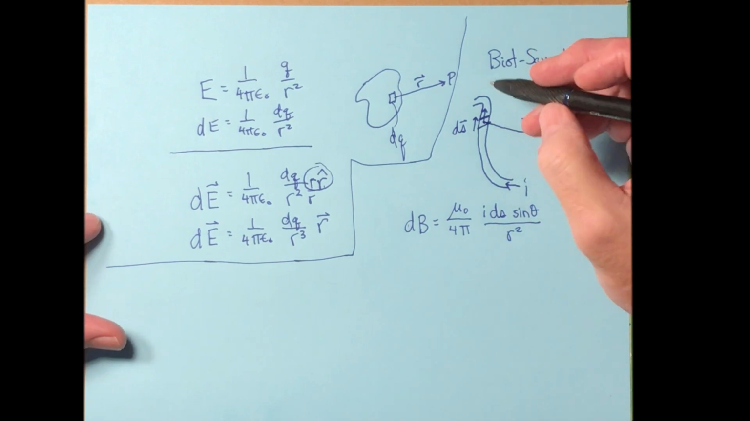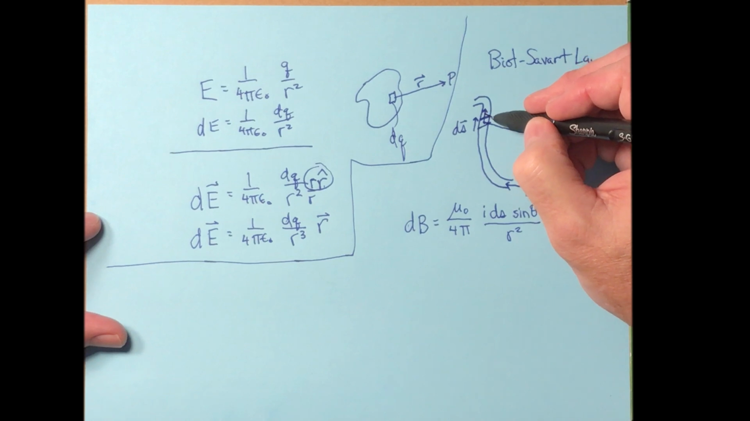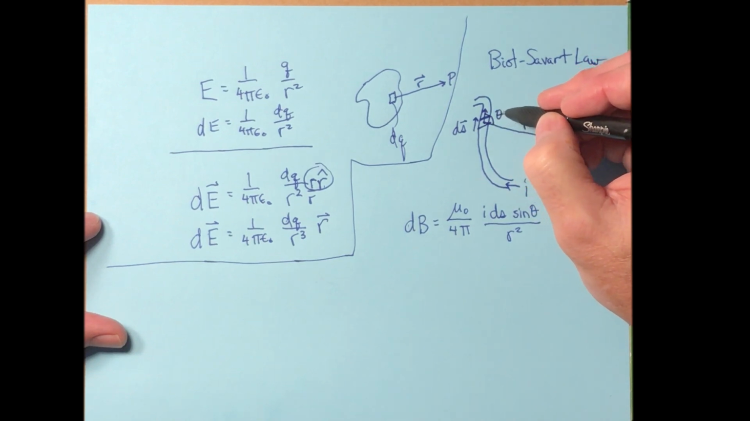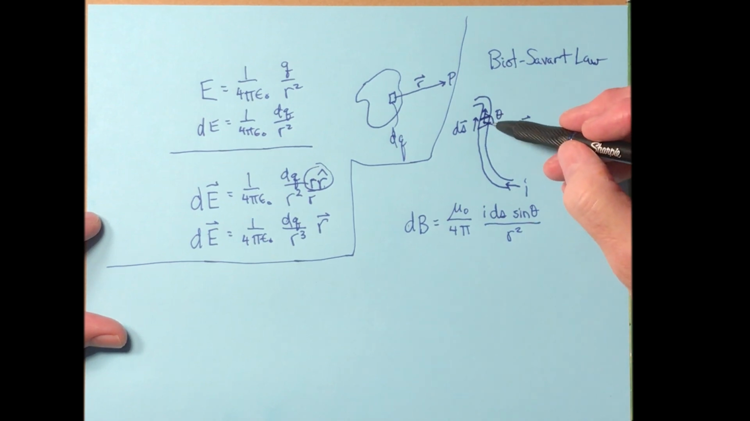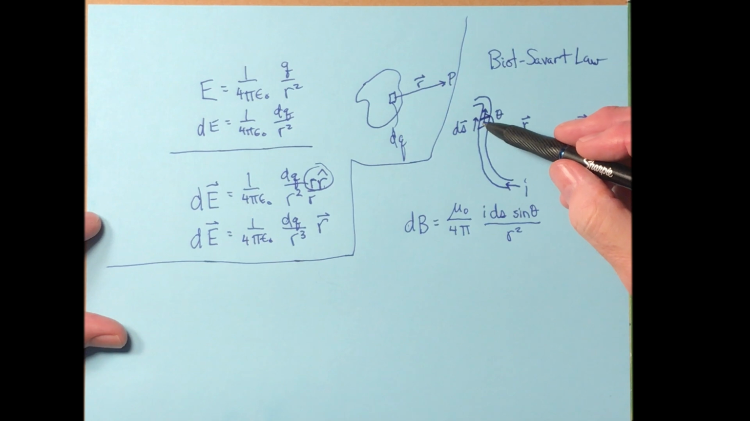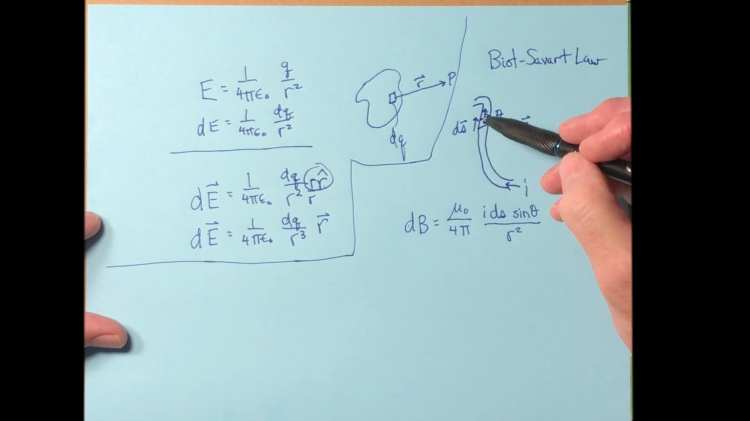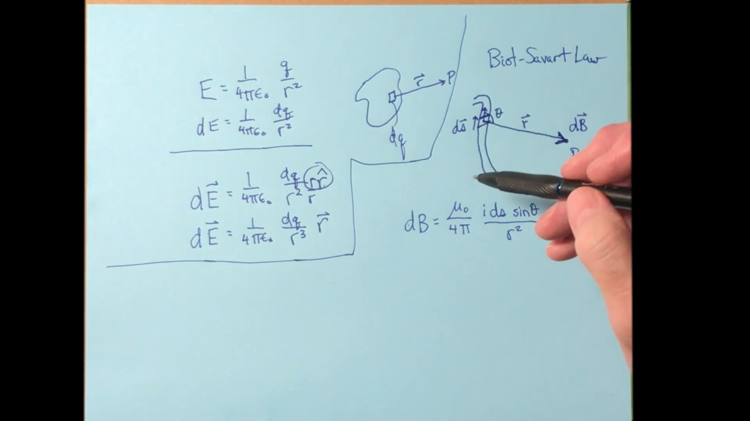So we've got this angle between the ds vector and the r vector, which we'll call theta. That's this theta down here. The r is this length, the distance away from that segment of the wire out to the point P. And of course dB is the magnitude of the magnetic field at that point due to the current carrying wire here. There's a problem here though.